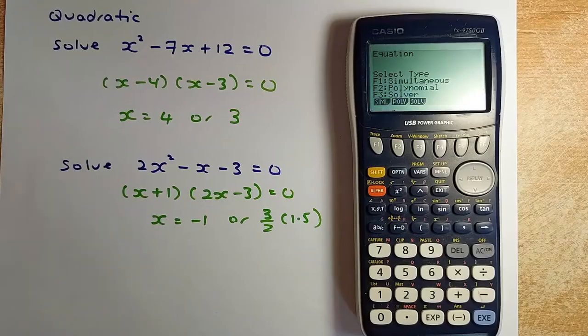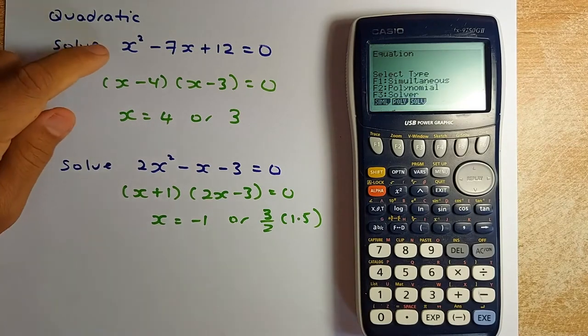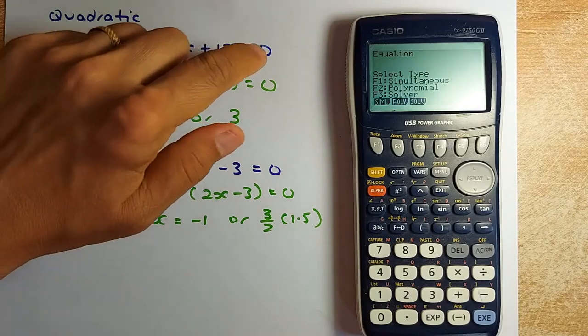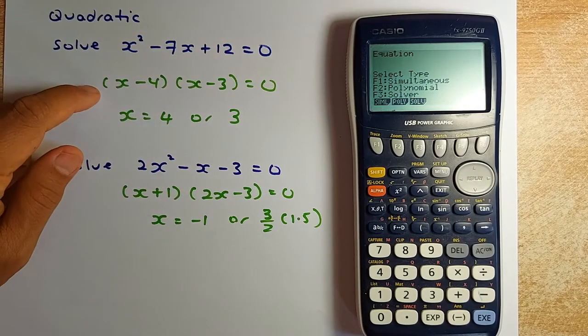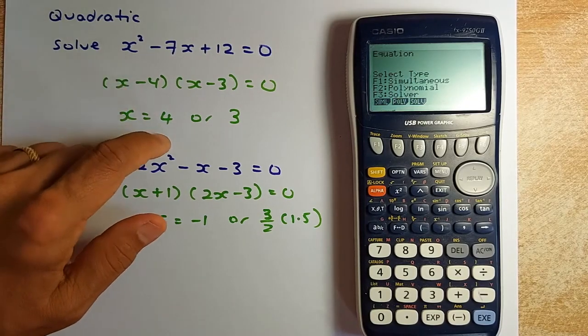Great, isn't it? Okay, now we're going to do quadratic. The first equation is quite straightforward. We have done it manually: x squared minus 7x plus 12 equal to 0. The first thing you do, you need to factorize them: x minus 4, x minus 3 equal to 0. And the answer is the reverse, so x equal to 4, x equal to 3.